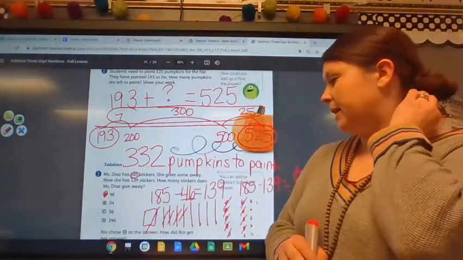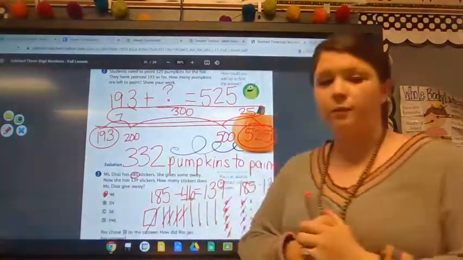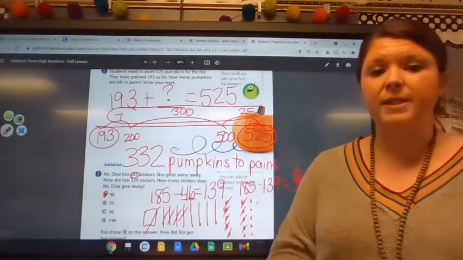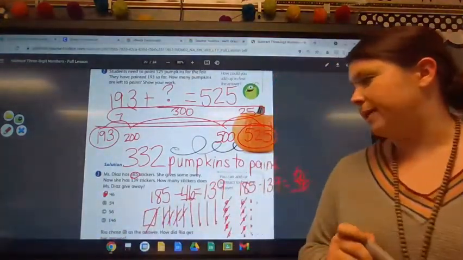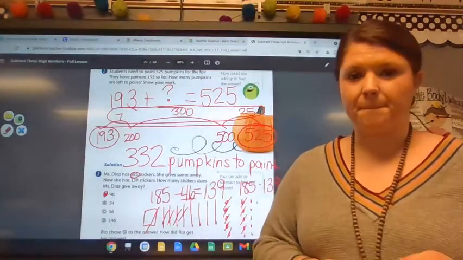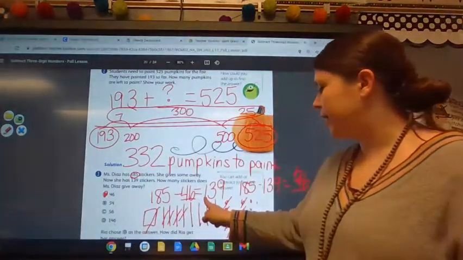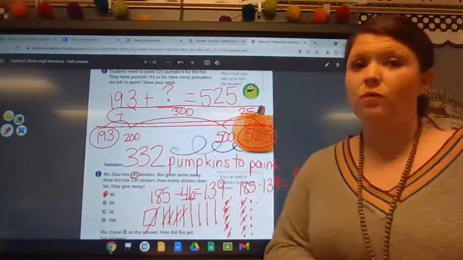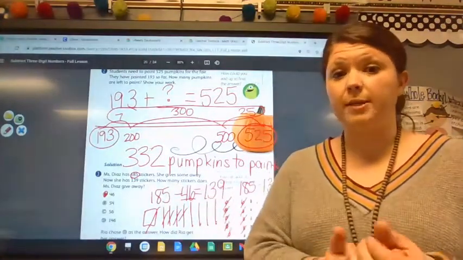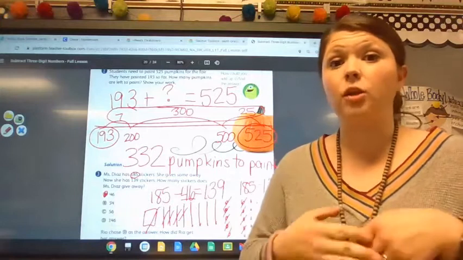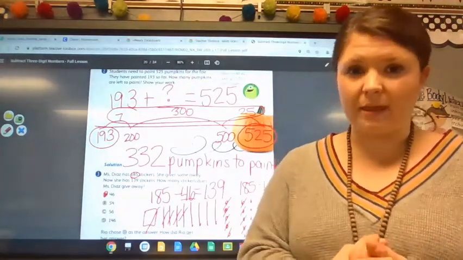Rhea chose D as the answer. How did Rhea get her answer? So Rhea chose 146. If the correct answer is 46, what might Rhea have done to get 146? She forgot to take away that group of 100 in 139, and she only took away 39. If we don't take away that whole total that we need to, we're not going to get an accurate answer, and accuracy is very important in math.